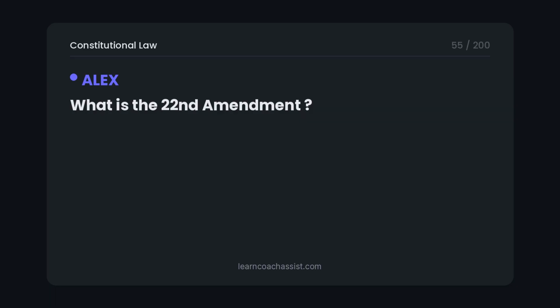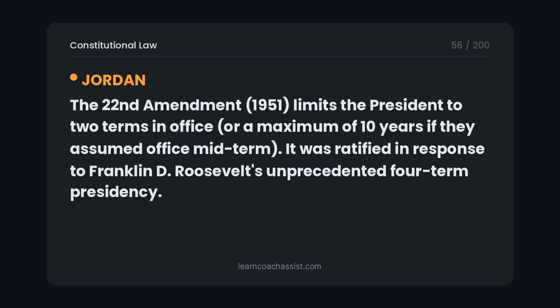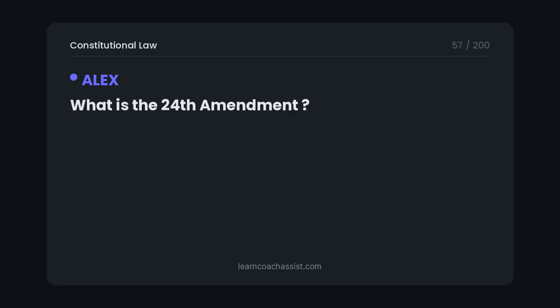What is the 22nd Amendment? The 22nd Amendment, 1951, limits the president to 2 terms in office, or a maximum of 10 years if they assumed office midterm. It was ratified in response to Franklin D. Roosevelt's unprecedented 4-term presidency.